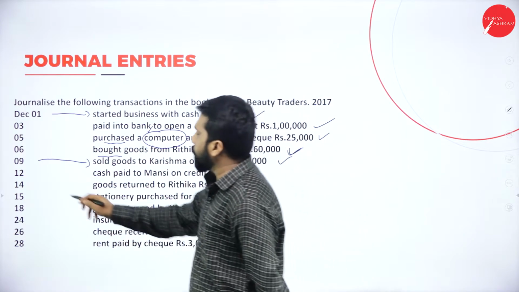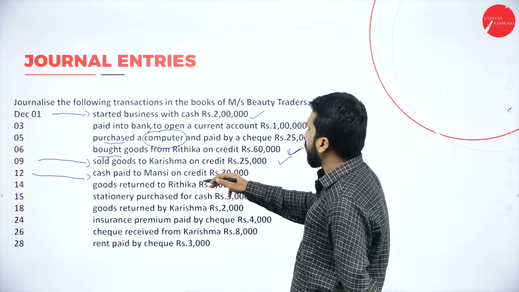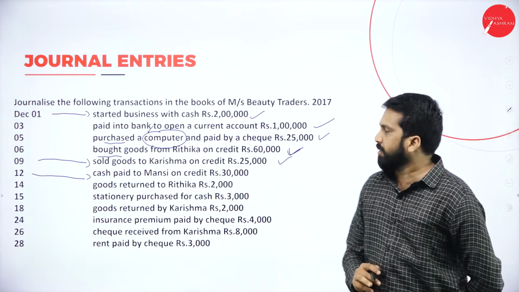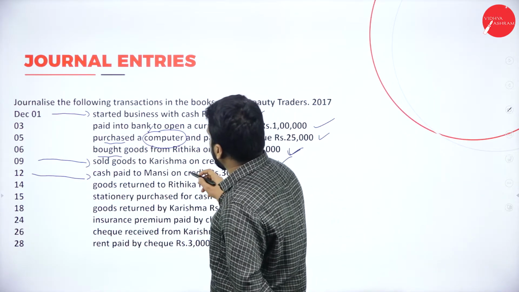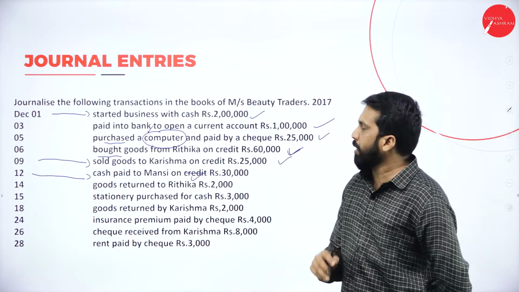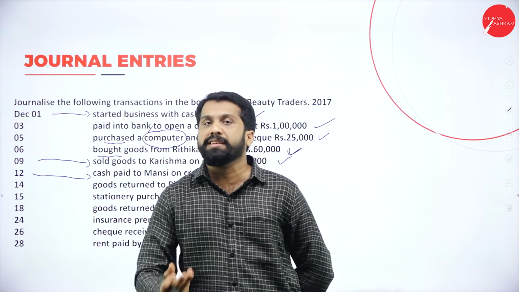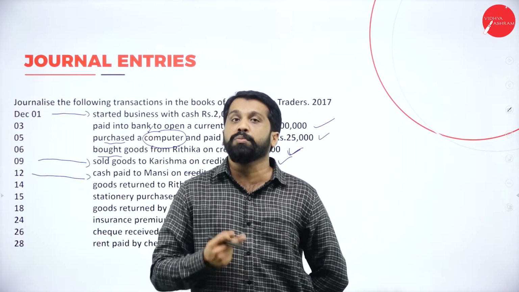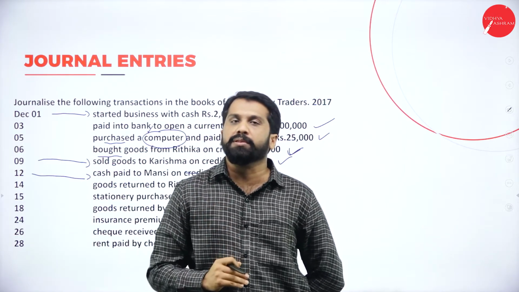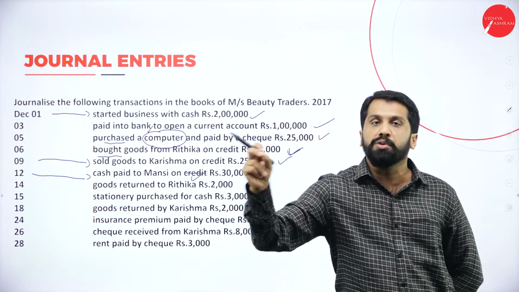Now, we'll go for the next one, your December 12th. Cash paid to Mansi on credit, rupees 30,000. Now, cash paid to Mansi, this credit word means it is nothing but you have given a loan. Now, cash paid to whom? Mansi. Are you receiving cash or paying cash? You are paying cash. Cash should be what? Down. To whom are you paying? Mansi. Mansi should be up. Mansi account debit to cash account. Why are you giving to Mansi? As a loan. Mansi loan account debit to cash account.